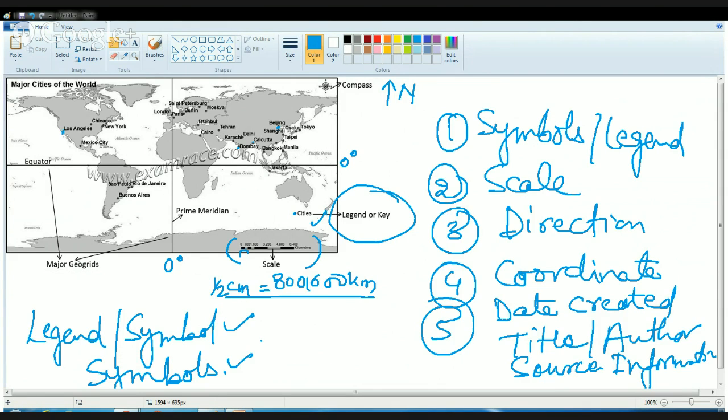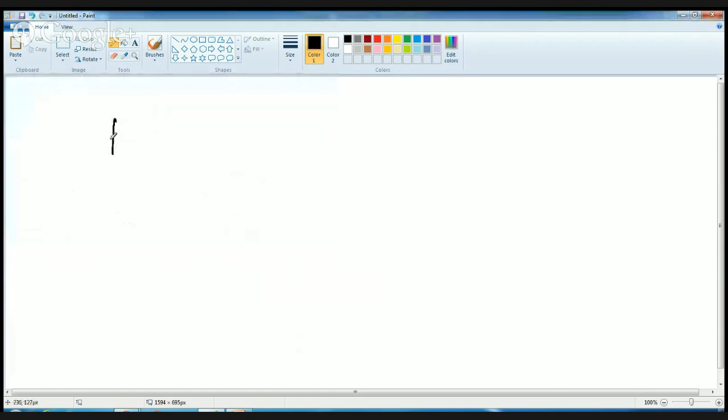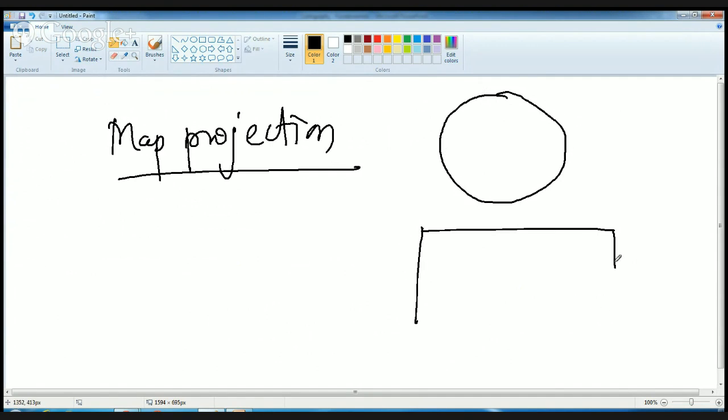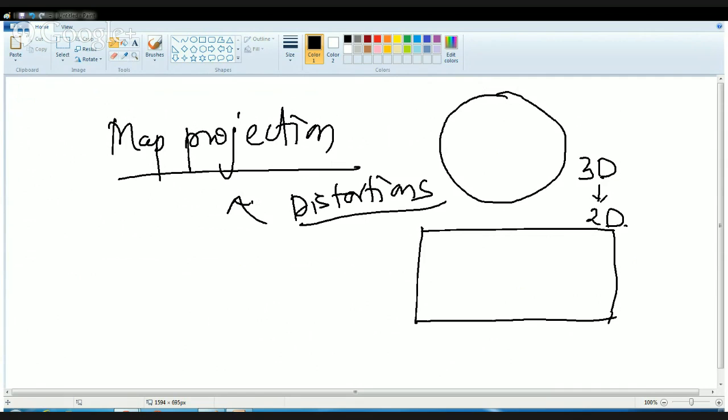That is very important. Now map projection we would be taking up in a totally separate session where we'll be talking about why we need map projections and what the major distortions are. Anytime you are converting a circular figure into a plane figure, or I should say a 3D figure into a 2D figure, there are distortions. Considering these distortions, we draw various projections. So for projections, we will be doing a totally separate session.